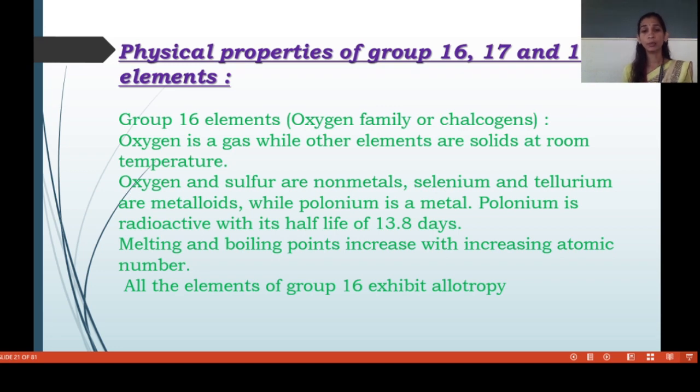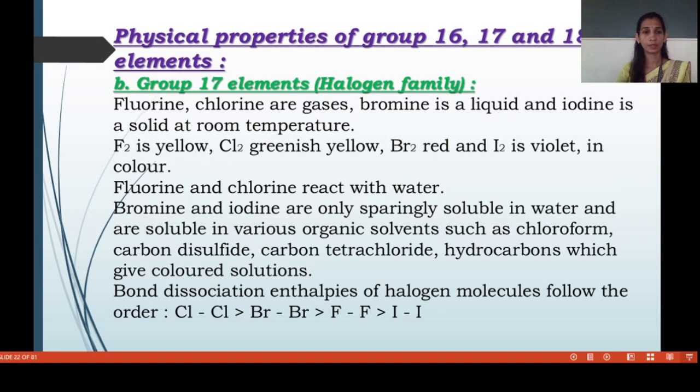Melting point and boiling point increase with increase in atomic number. In the previous table, we discussed that the melting as well as the boiling points go on increasing from top to bottom. All the elements have allotropes. That means oxygen, sulfur, all these elements present in group 16 have allotropes.